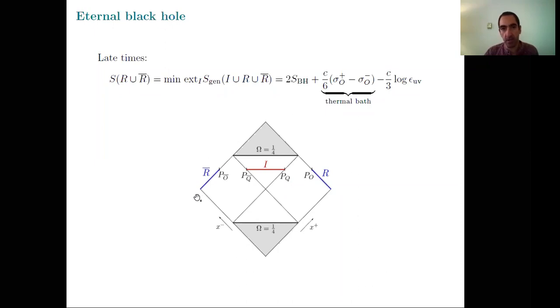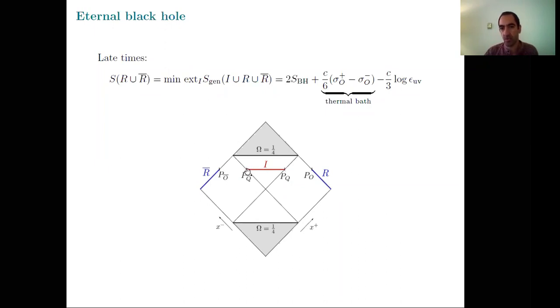Let's do the eternal black hole. We want the entropy on R union R bar. So we want to extremize the generalized entropy over island regions. What you'll find if you do that extremization is that an island region appears that cuts from the left horizon all the way to the right horizon.